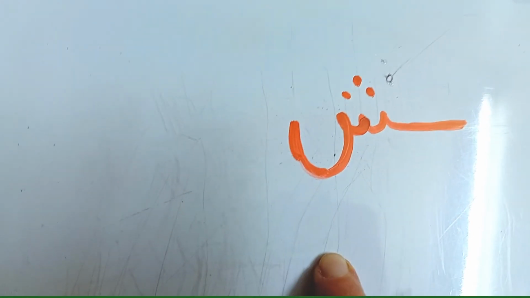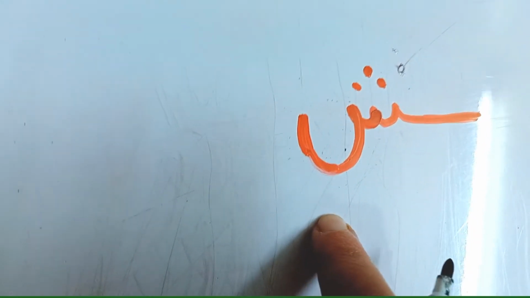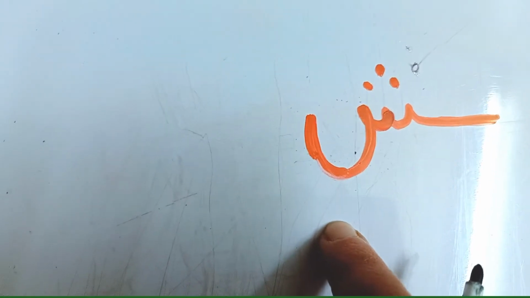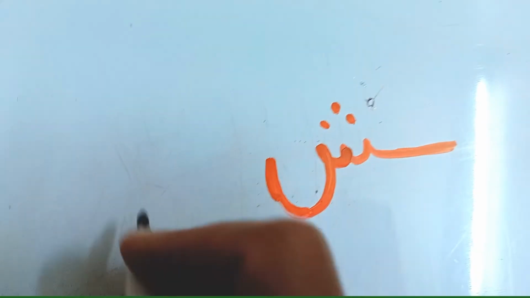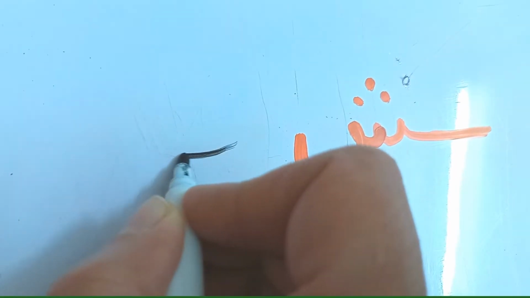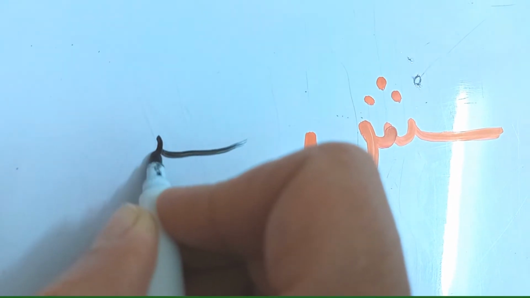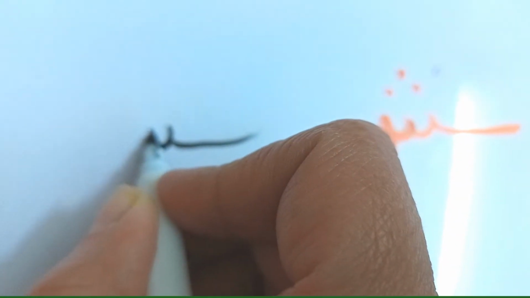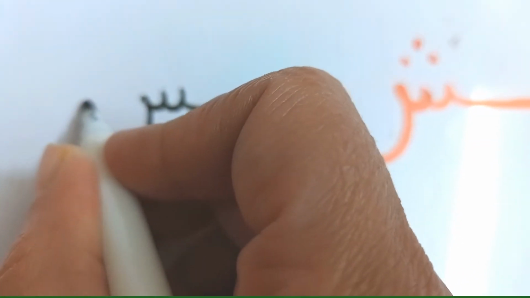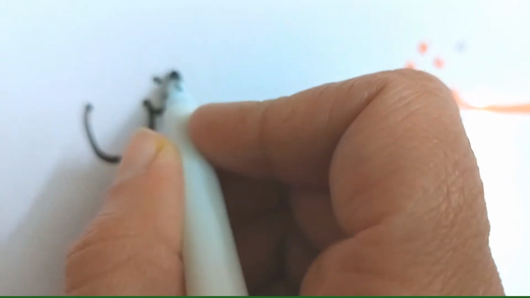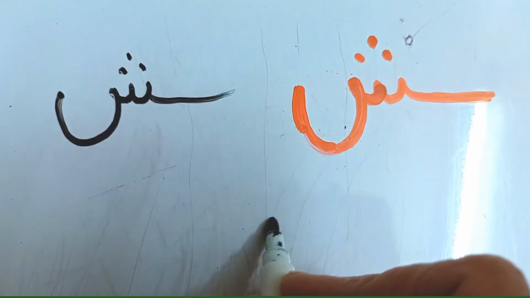The letter Shin when it comes at the end of the word. It has the same shape as it is when it is separate. It is connected to the letter before it. One semicircle, two, then a big semicircle with three dots above it.